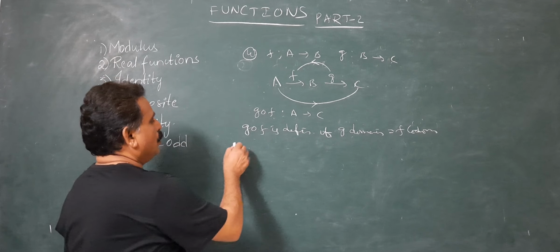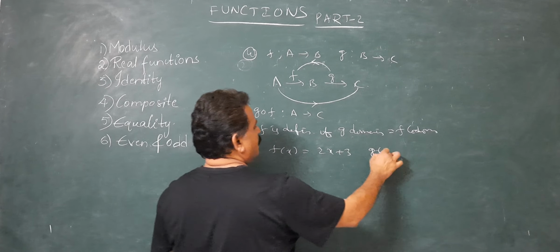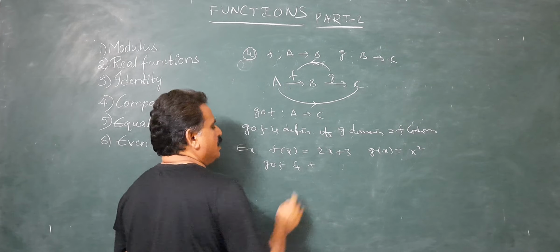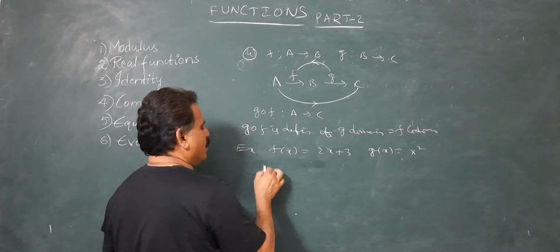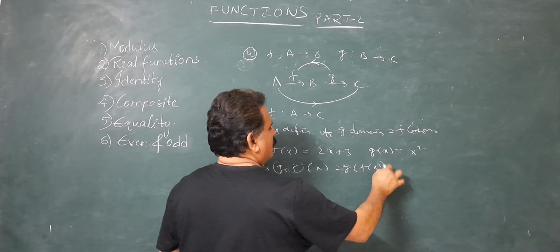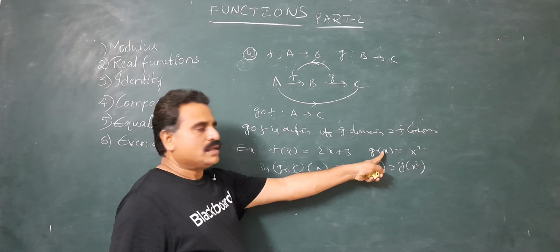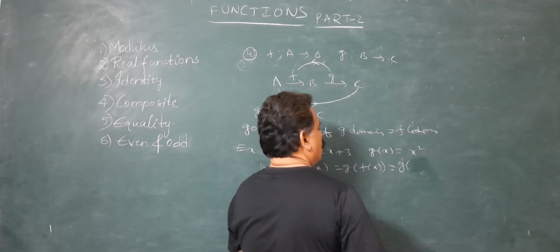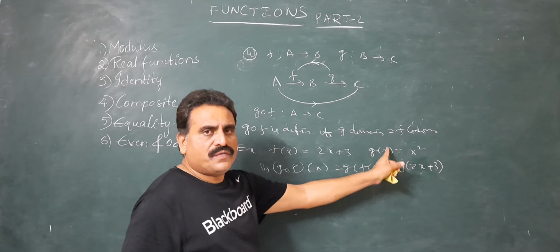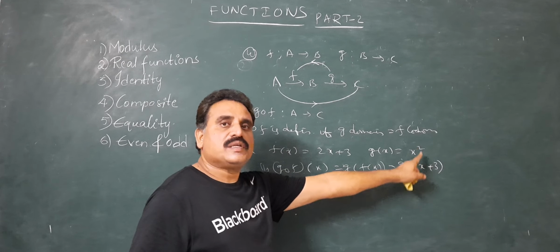For example, if you take f of x equal to 2x plus 3, g of x equal to x square. Now find g circle f and f circle g. G circle f of x is g of f of x. F of x is defined as 2x plus 3, and g of x is x square. So g of 2x plus 3 equals (2x plus 3) whole square.